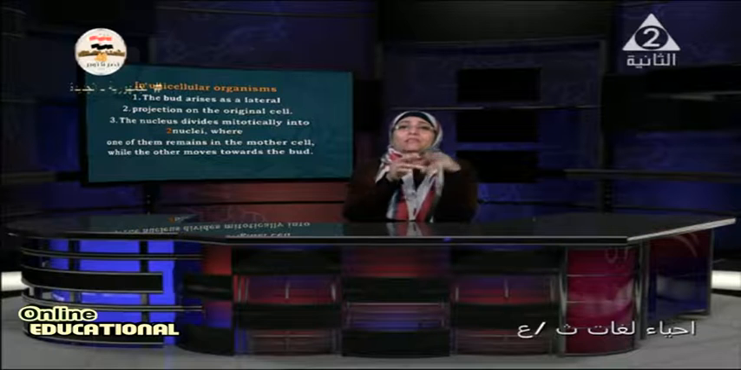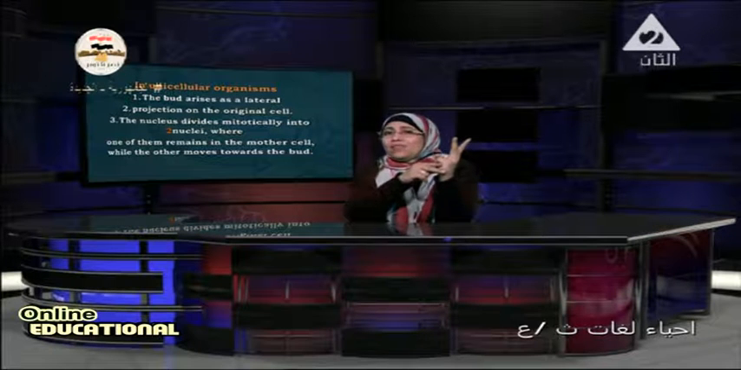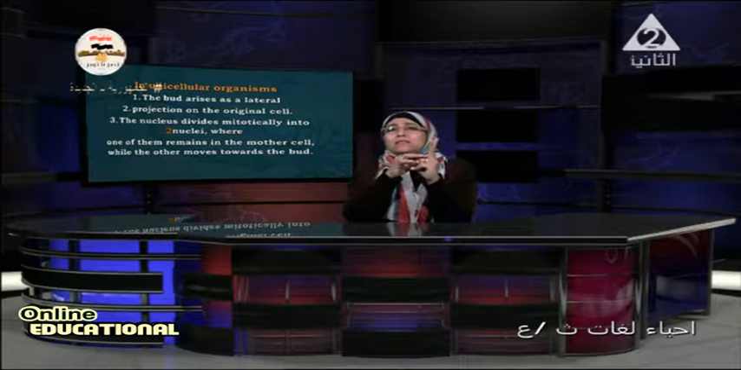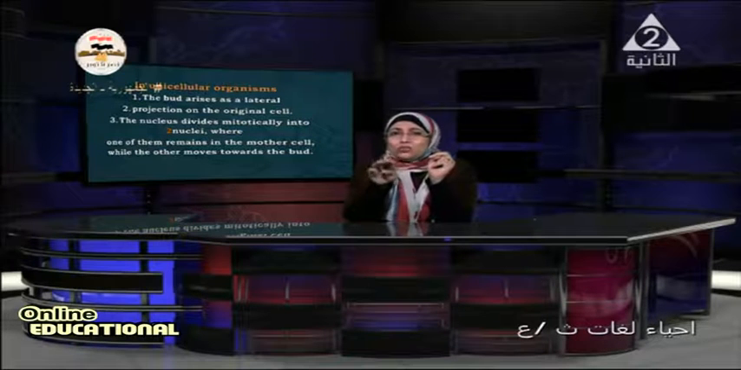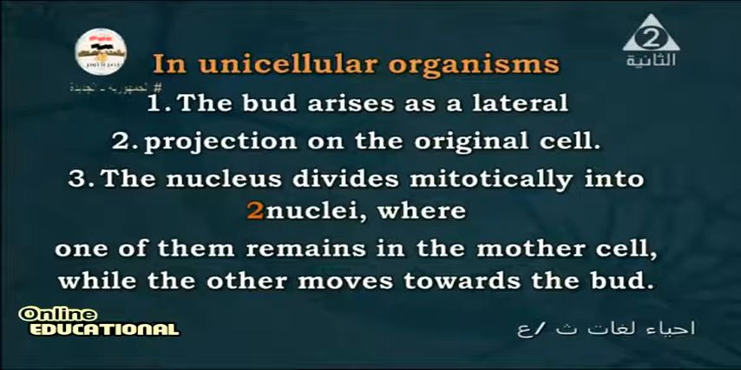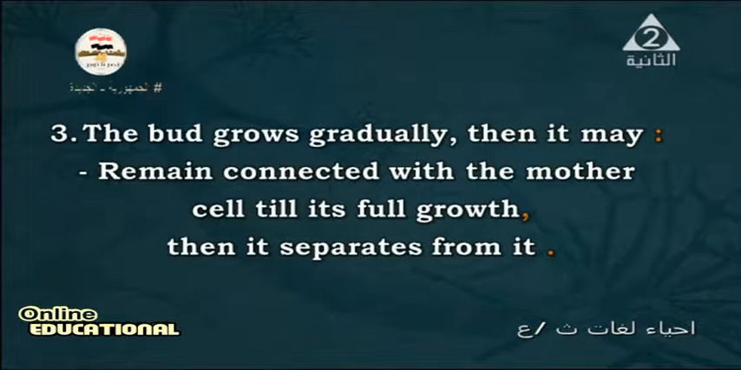But if 2 cells undergo mitotic division, the 2 cells produce how many cells? 4 cells. Also, each one contains n number of chromosomes. One of them remains in the mother cell while the other moves towards the bud. The bud grows gradually, then it may remain connected with the mother cell until it grows. Then it separates from it.